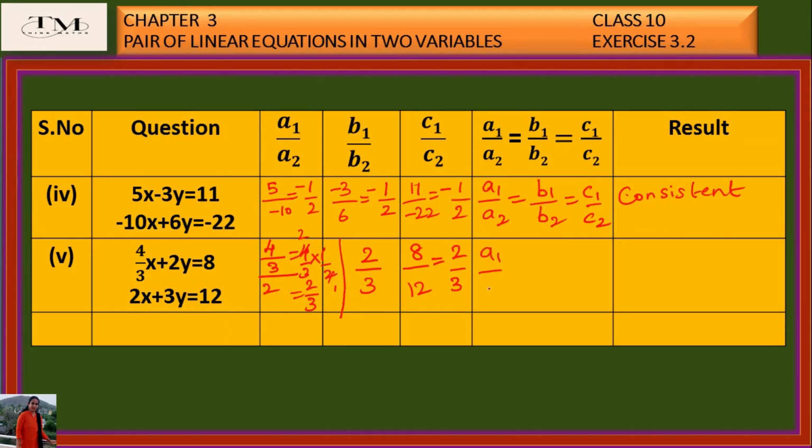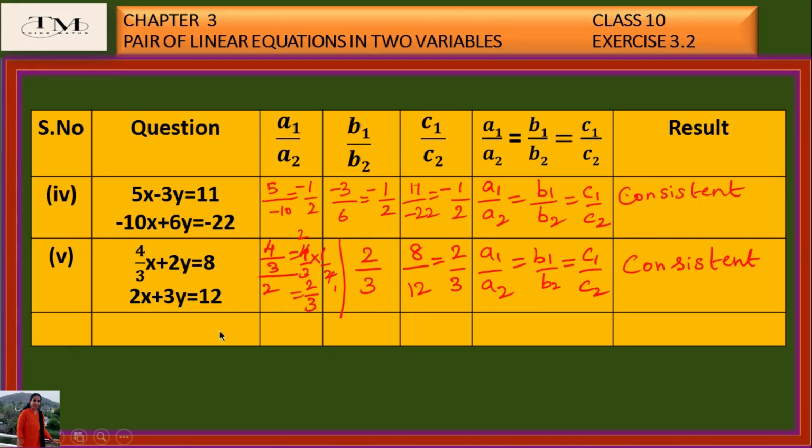So we can say A1 by A2 equal to B1 by B2 equal to C1 by C2. So we get the solution, that is, the linear pair of equations are consistent. If all are equal, then the linear pair of equations are consistent. We get an infinite number of solutions for these two problems. Okay, I hope you can understand.